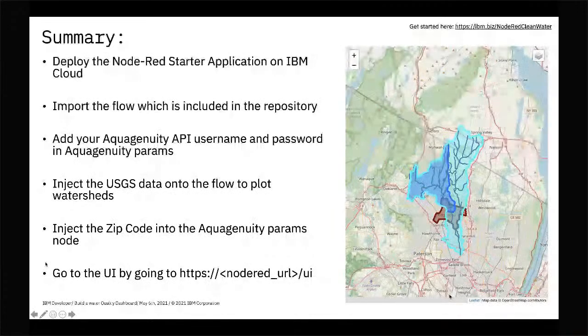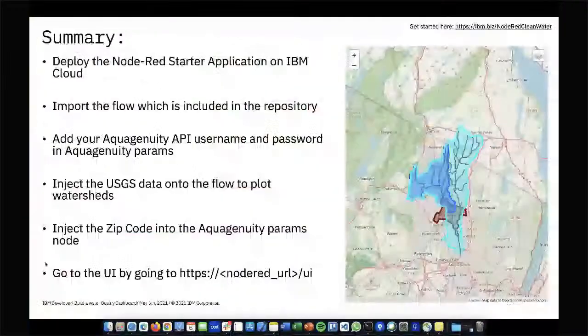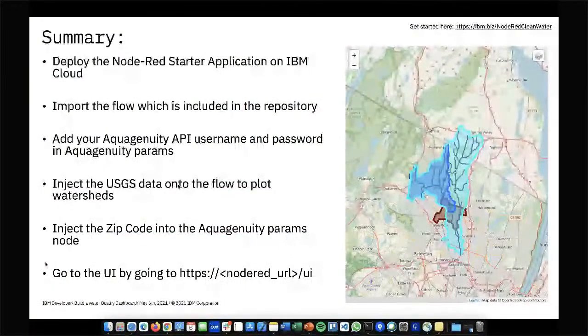From there, we added the Aquagenity username and password. Right after that, we injected the USGS data onto the flow to plot the watersheds, which we have in Ridgewood. And right after that, we injected the zip code in the Aquagenity params node, which is at the bottom of the flow. And right after that, we went to the UI, or the dashboard, basically, which highlights all of these things.